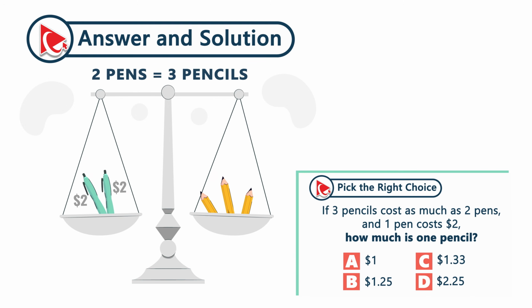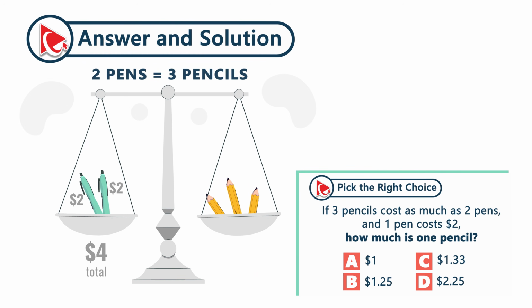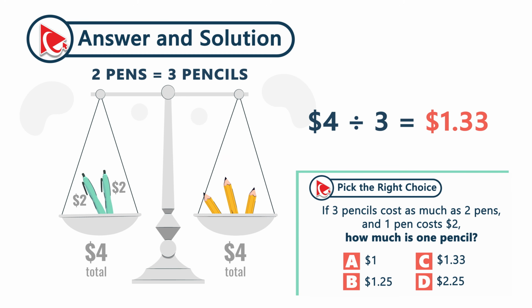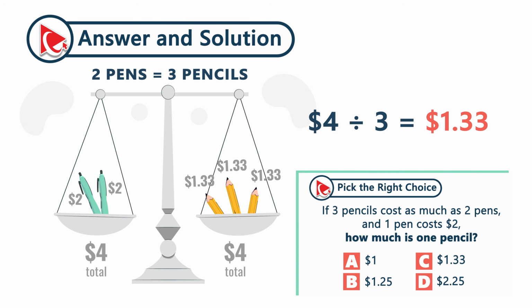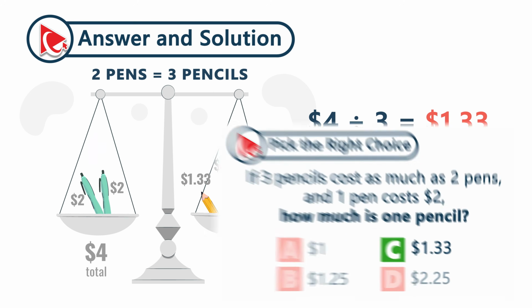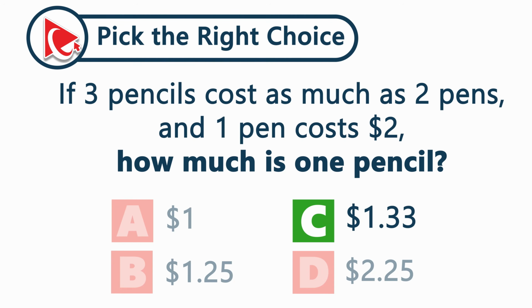Here's the trick. 2 pens cost $4 total. That's what 3 pencils cost. So just divide that $4 by 3, and boom, each pencil costs $1.33. The final answer is choice C. Pen or pencil, it pays to break things down.